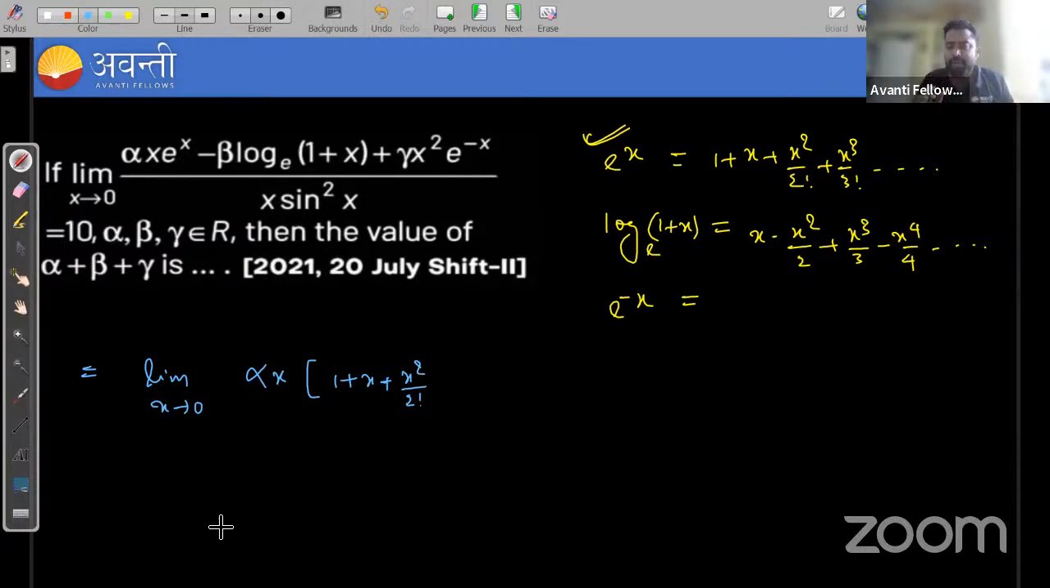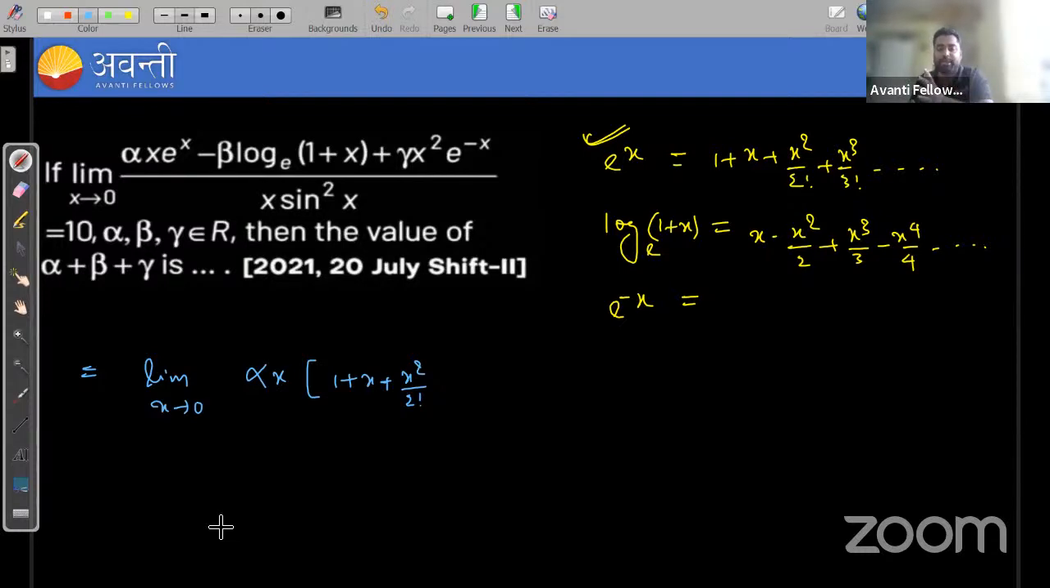We need the values of alpha and beta and gamma. Okay, so you can see if we take the higher degree of x, like x cube or x to the power 4 upon 4 factorial, this becomes very, very close to 0. So that's why we are neglecting all the other higher terms, which are negligible.